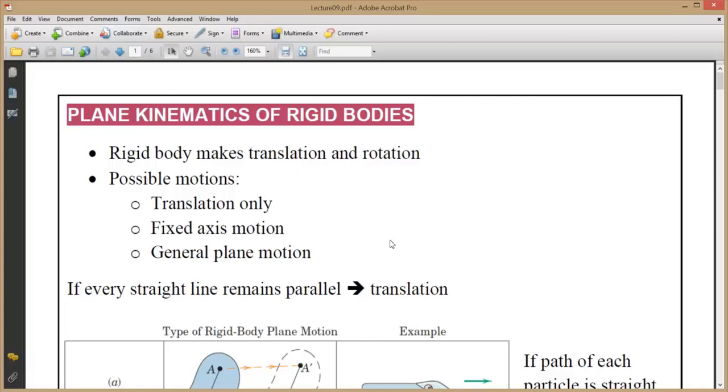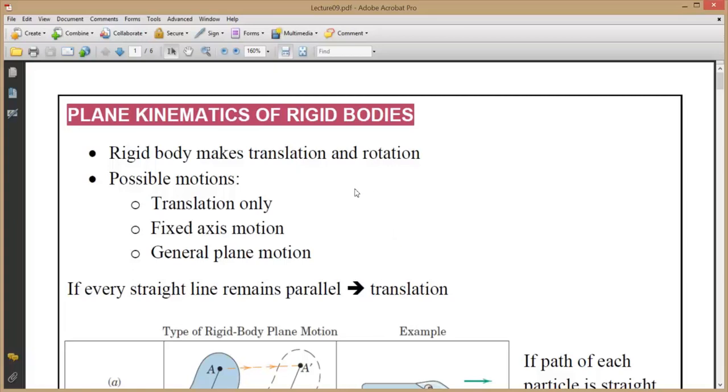This is our next subject after studying system of particles. In fact, rigid bodies are a subset of system of particles. They can be called a special type of system of particles, and this is based on the fact that we call the rigid body a system of particles where the particles are rigidly connected to each other.